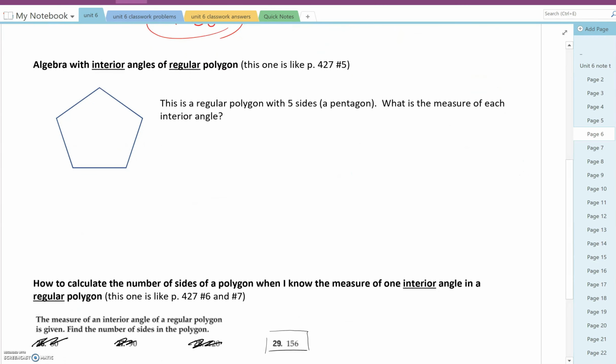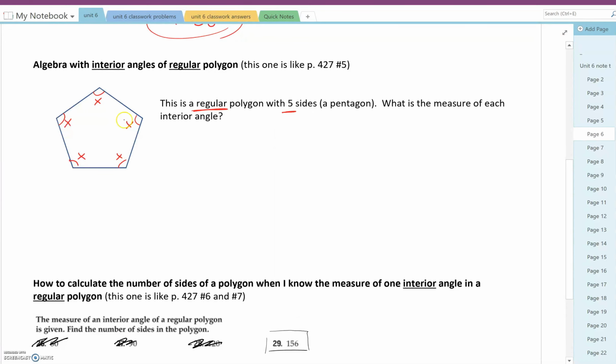Next one, I have a regular polygon. Regular again means that all the angles inside of it are congruent to each other. They're all the same. 5 sides. What's the measure of each interior angle? Well, I don't know what they are yet, so I'm going to call them all x for now. They're all just x's right now.